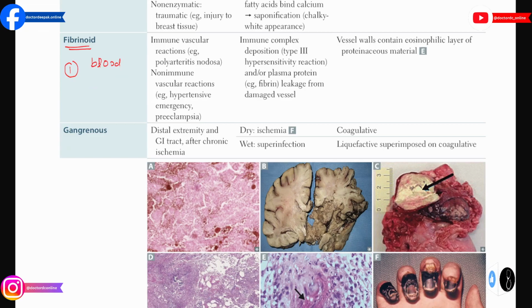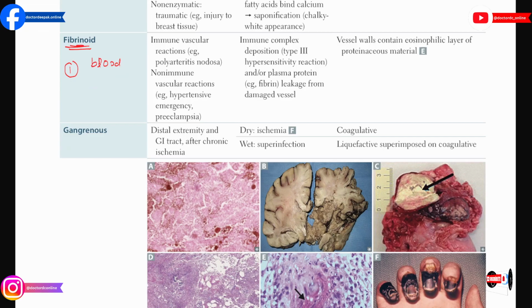What happens in this is, when your blood vessel wall gets damaged, there is leakage of proteins, including fibrin, into the vessel wall. That's why it is called fibrinoid. Fibrin is basically a protein, and when your blood vessel becomes injured, this protein leaks into the vessel wall. When this protein gets deposited in the vessel wall, it leads to a bright pink appearance when you see it under the microscope.